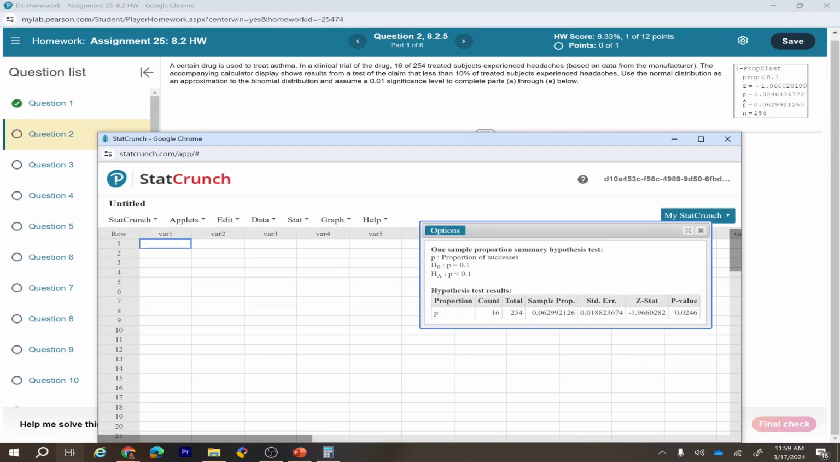Look here, the Z-stat is negative 1.96, that's the Z-score. That's the value given here. The P-value is 0.0246, that's the P-value given here. And this is the sample proportion, 0.06. So this question summarizes everything from this calculator.